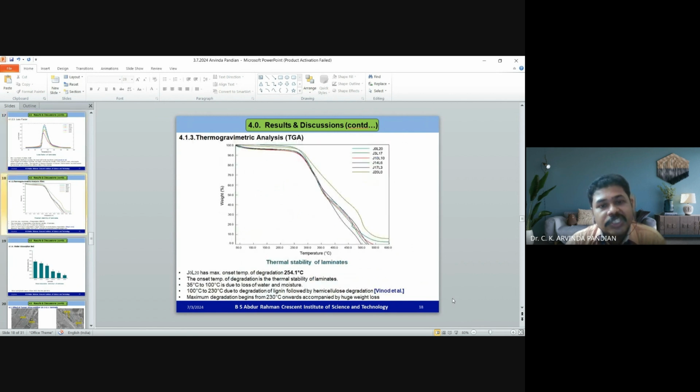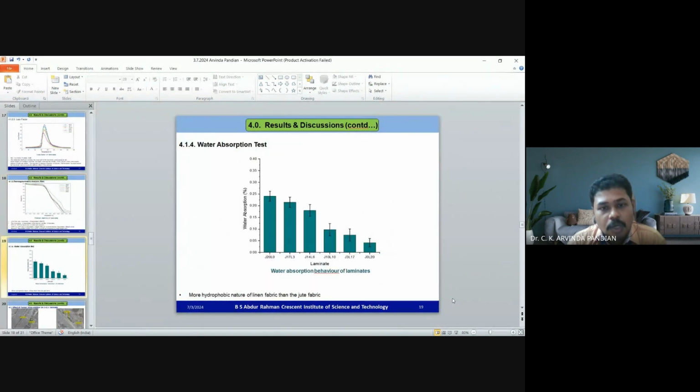And coming to TGA, thermogravimetric analysis, the J0L20, that is the composite with linen only, has given the maximum onset temperature of degradation of 254.1 degree Celsius. This indicates linen has better thermal stability compared to jute. Then water absorption, similar to thermal stability, linen absorbs less water compared to jute.